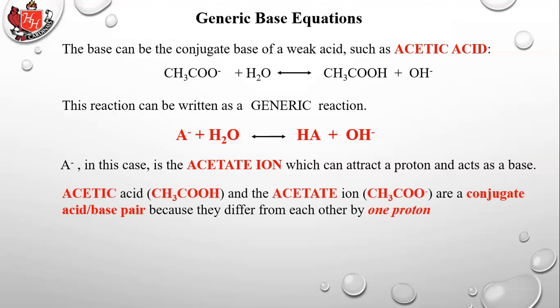Acetic acid and the acetate ion are a conjugate acid-base pair because they differ from each other by one proton. That's the definition of conjugate acid and base. So CH3COO- uses A- in its generic form because it is an ion.